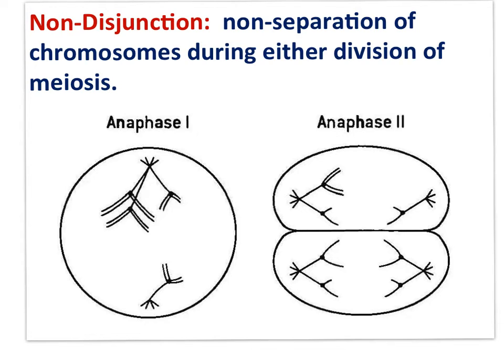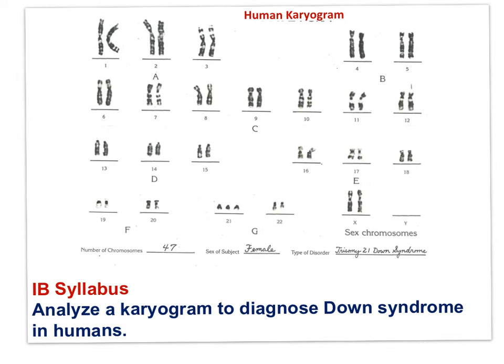On the right, you can see non-disjunction occurring during anaphase 2, where sister chromatids are not separated. The gamete formed in either situation will have an extra chromosome, and following fertilization, trisomy will result. Here is a karyogram of a human with trisomy 21, someone with 47 chromosomes rather than 46. You can see the 3 chromosomes of the 21st type here.